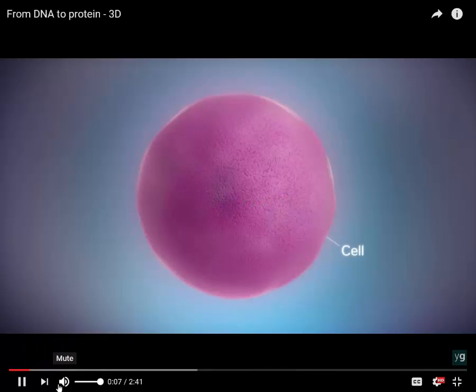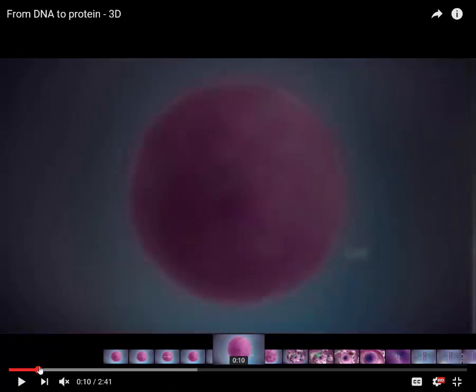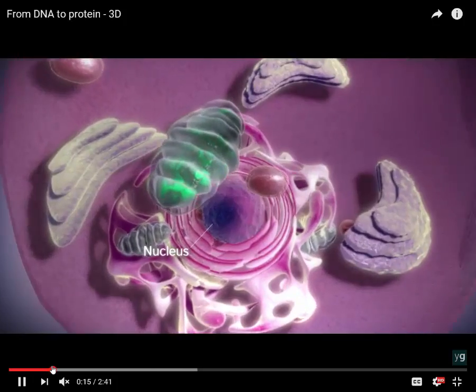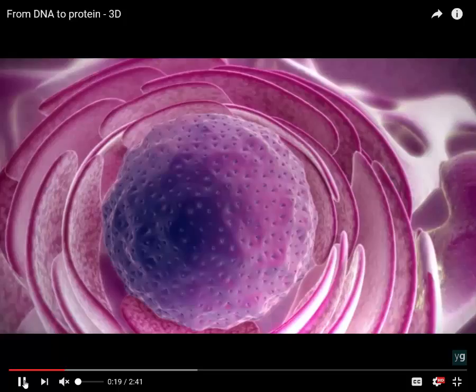Here is a cell. The base... I'm going to turn that off, though. Okay, so we've got a cell. Inside the cell are the different organelles. There's the nucleus. What would we expect to find inside the nucleus?